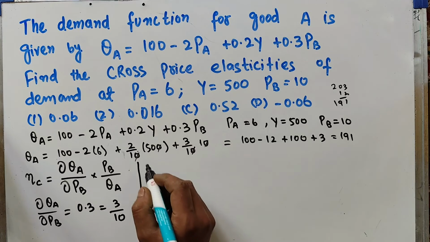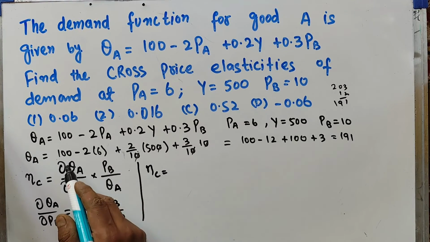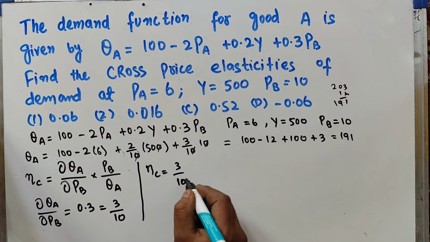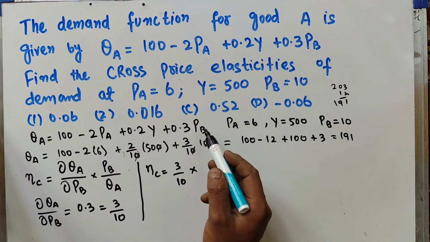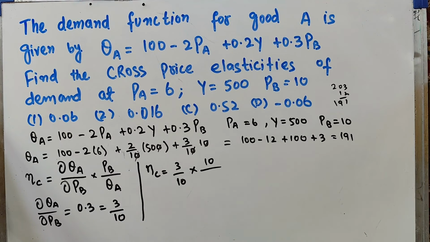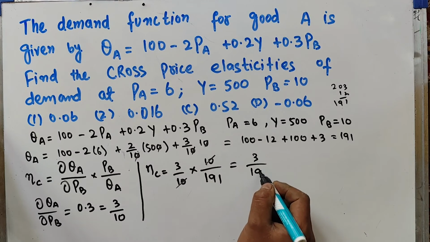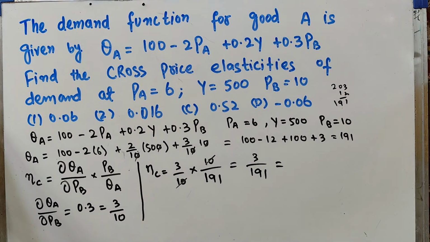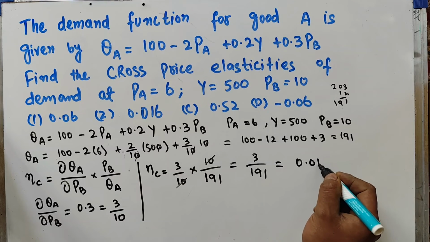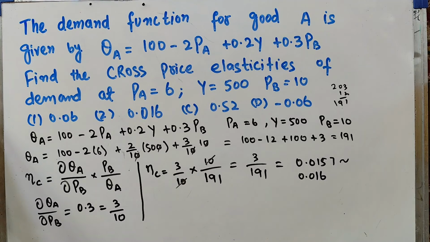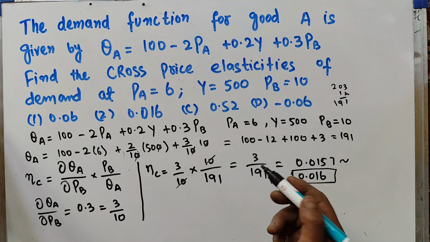So we calculated this derivative. Now cross price elasticity will be equal to del QA upon del PB, which is 3 upon 10, times the price of B, which is given as 10, upon quantity demanded of good A, which we calculated as 191. So 10 and 10 get cancelled, we are left with 3 upon 191, which, when you solve this, comes out to be 0.0157, which is approximately 0.016. Okay, so this is the cross price elasticity of demand for good A.